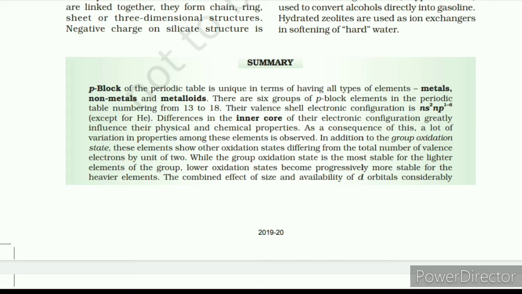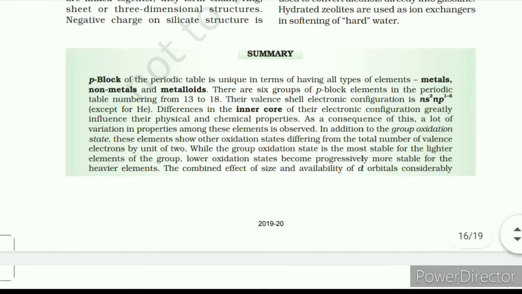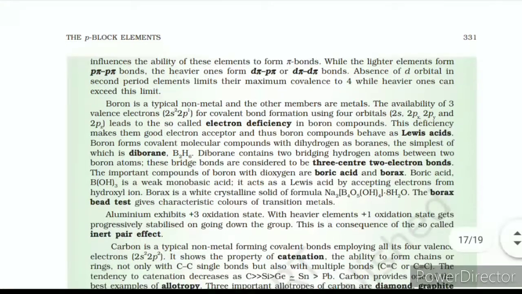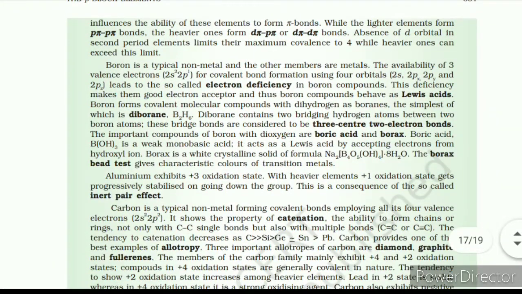Absence of d orbitals in second period elements limits their maximum covalence to 4, while heavier elements can exceed this limit. Boron is a typical non-metal and other members are metals. Availability of 3 valence electrons for covalent bond formation using 4 orbitals leads to so-called electron deficiency in boron compounds. This deficiency makes them good electron acceptors and thus boron compounds behave as Lewis acids.